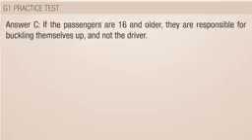Answer C. If the passengers are 16 and older, they are responsible for buckling themselves up, and not the driver.